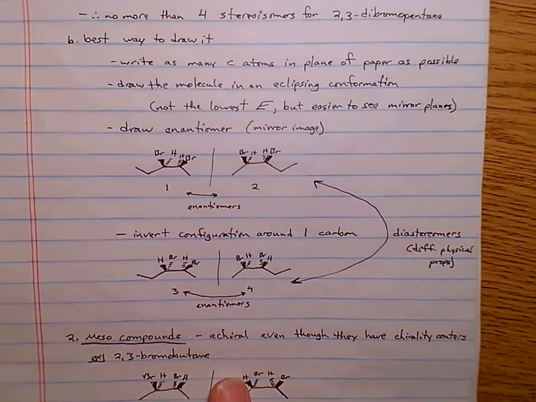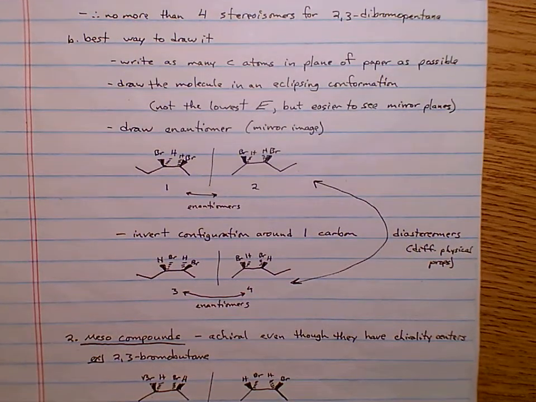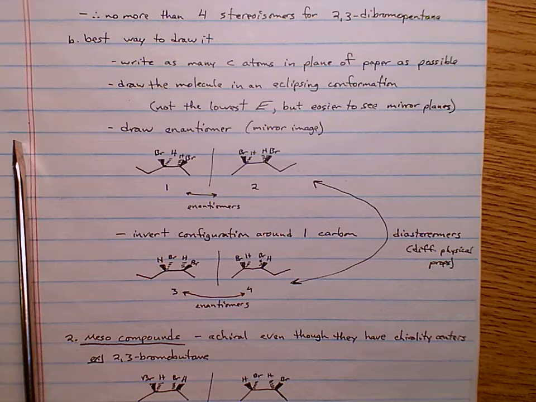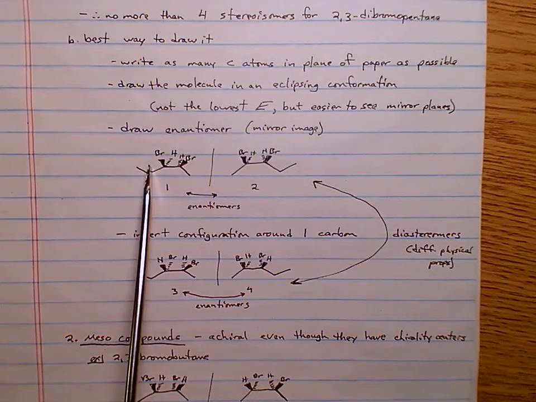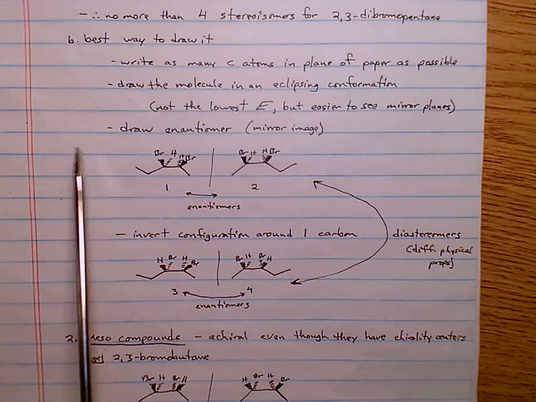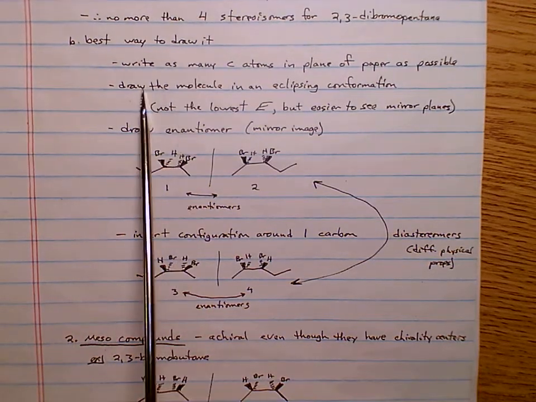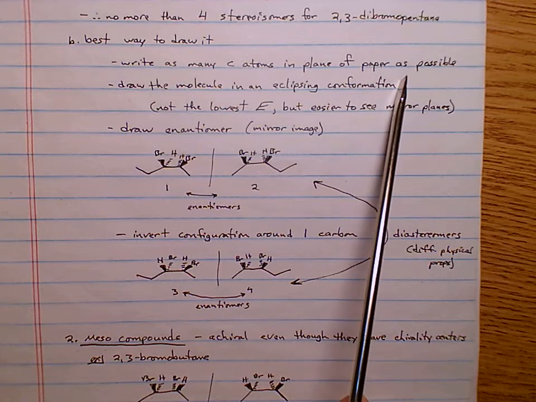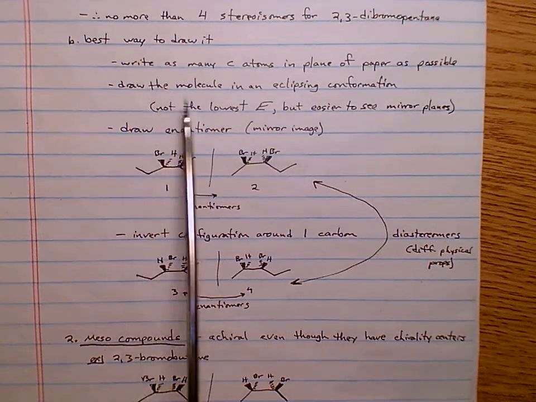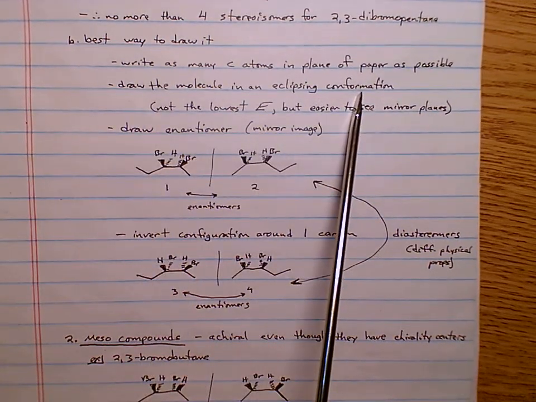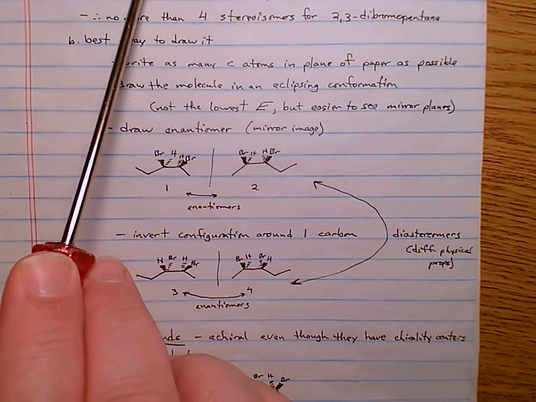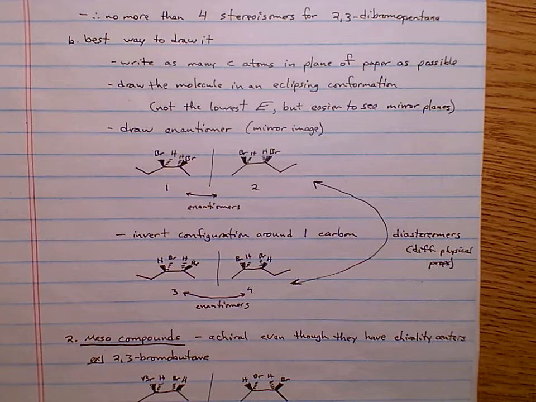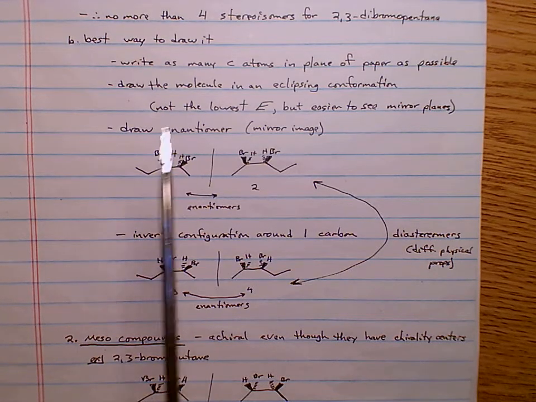What's the best way to do it? How do we draw these four possible stereoisomers? Well, the best way to do it: write as many of the carbon atoms in the plane of the paper as possible. Draw the molecule in the eclipsing conformation. What we're saying is, the substituents coming off the two chiral carbons, you want them to be eclipsing. That is the best way to do it.